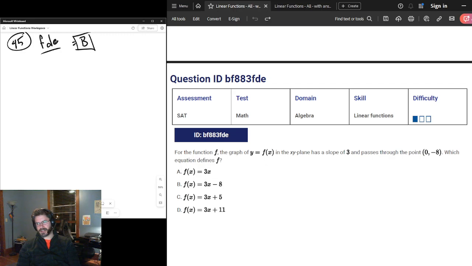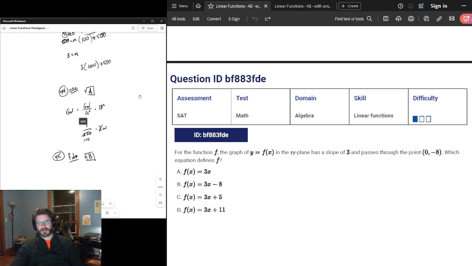Slope 3 and passes through that. Yeah, that powerful thing. When x is 0, they give you the y-intercept. The answer must be B. Don't skip that. Make sure that you're paying attention to it. Let's go ahead and check our work.